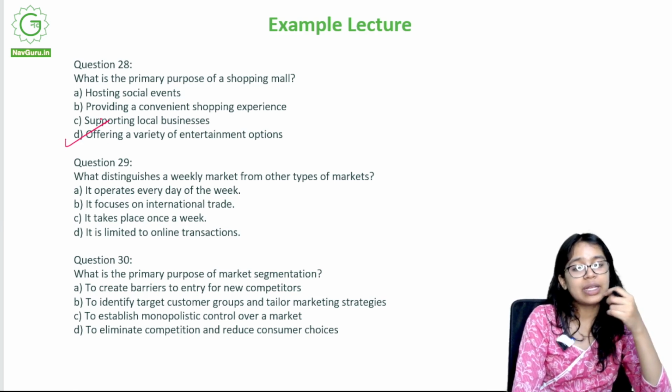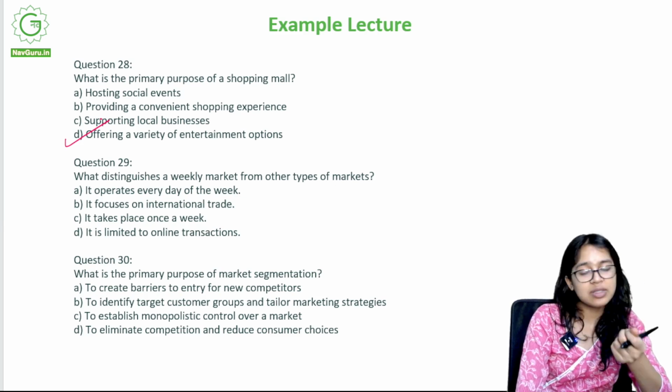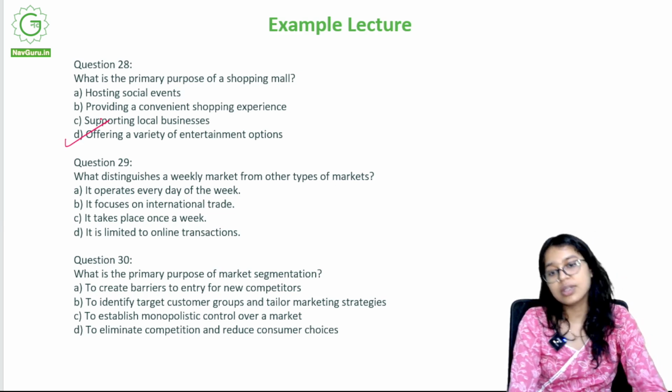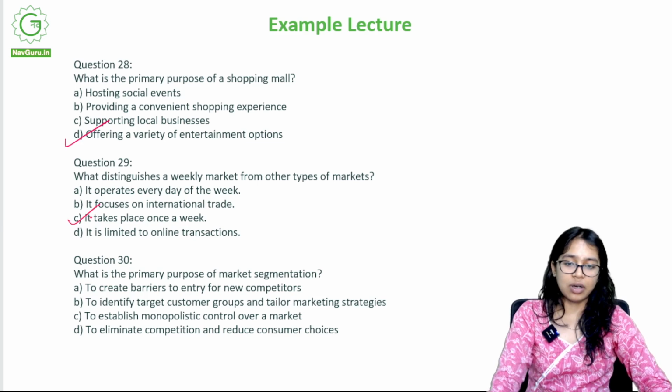What distinguishes a weekly market from other types of market? It operates every day of the week. It focuses on international trade. It takes place once a week. It is limited to online transactions. The right answer in this case is C. It takes place once a week.